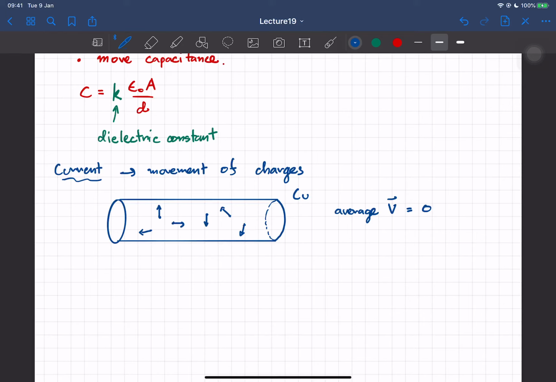So we can make the average velocity not zero. And how do we do that? Well, you can put an electric field inside this material. So you can put an electric field that points this way, like this.